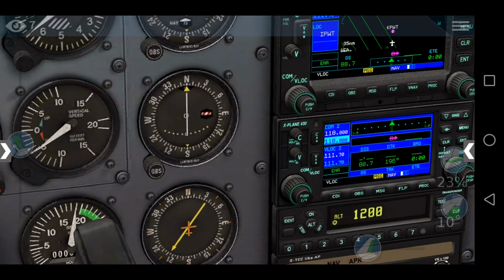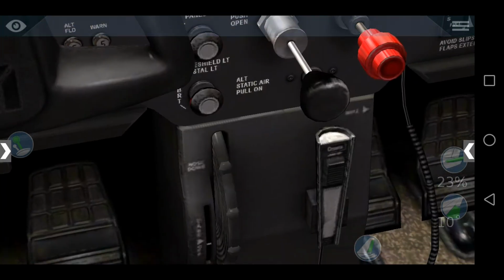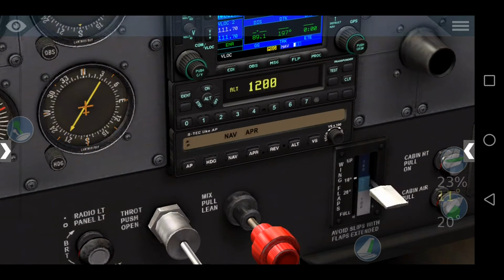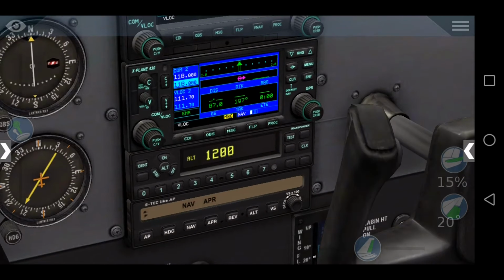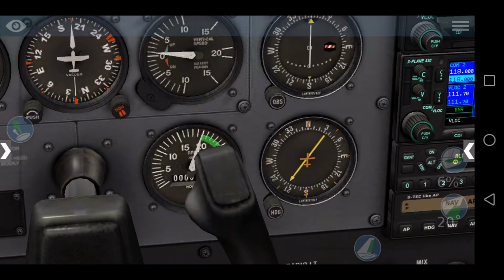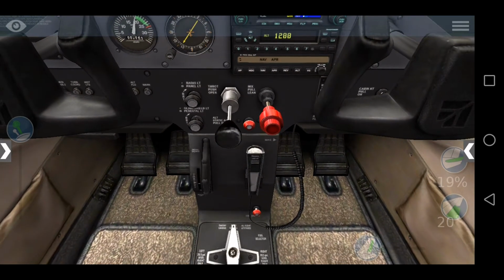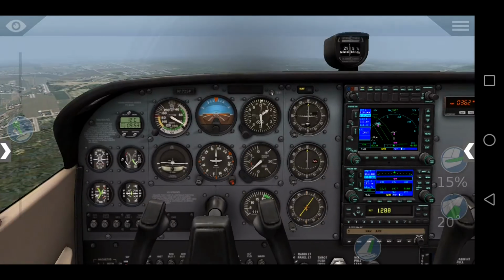My speed is down to 88 knots and I'm descending at 500 feet per minute. I'm just going to increase my power a bit more and add 20 degrees flaps. Final VREF for my final target speed is 60 knots, I'm sorry.